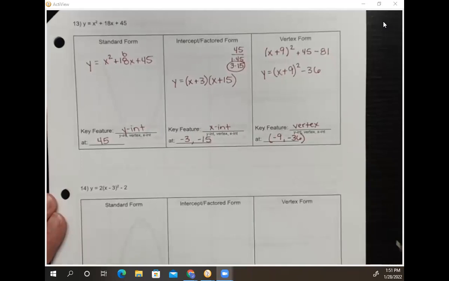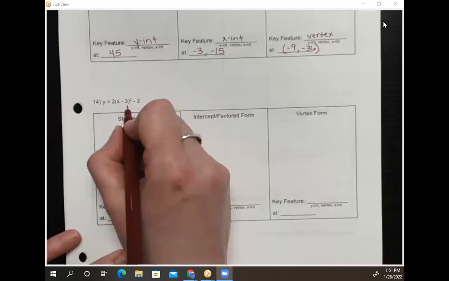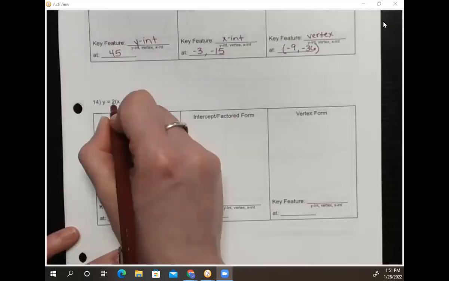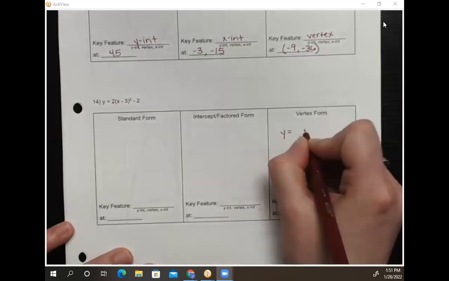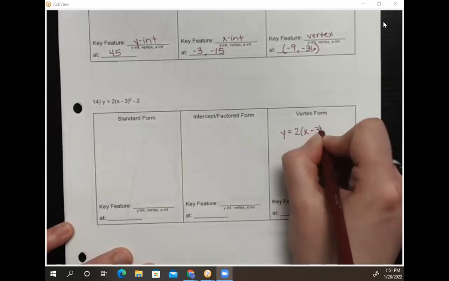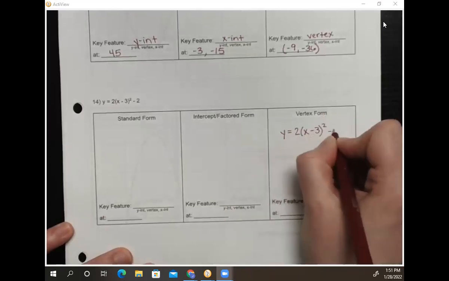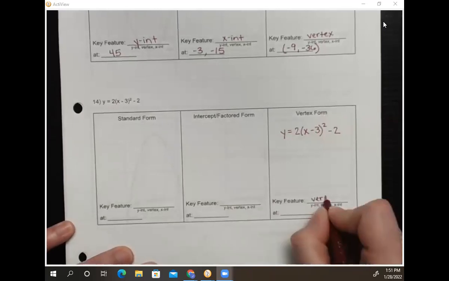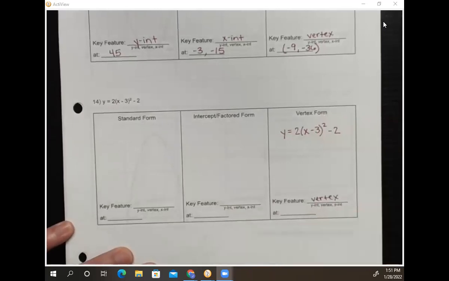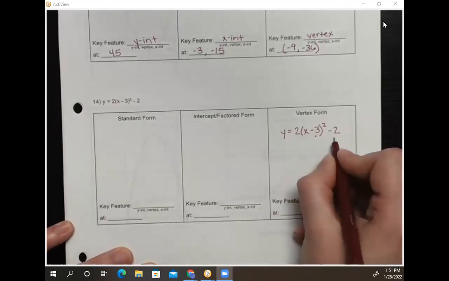For number 14, I've got vertex form to start. If I see something in parentheses squared, that should make me think vertex form. So I'm going to go ahead and jot vertex form down in my box here. 2 times x minus 3 squared minus 2. Vertex form, we know, gives us the vertex. And my vertex here is 3, -2.